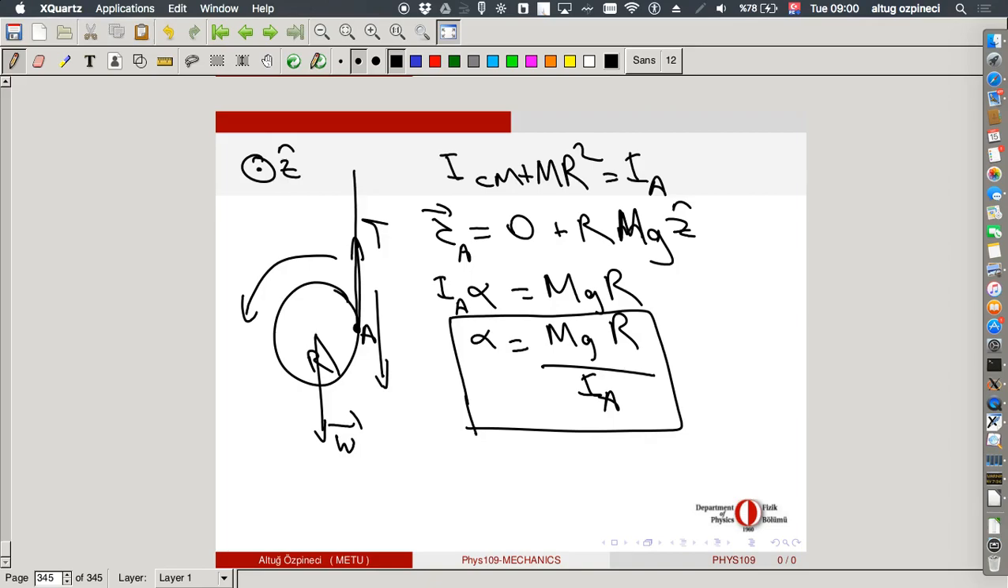Now we can calculate the linear acceleration of this point. Because remember, the tangential acceleration was always equal to alpha times r, alpha times d, again d being the distance from the rotation axis. So the tangential acceleration of the center of mass would be mg over Ia times r. Well, the distance is also r, so this is the tangential acceleration of the center of mass.